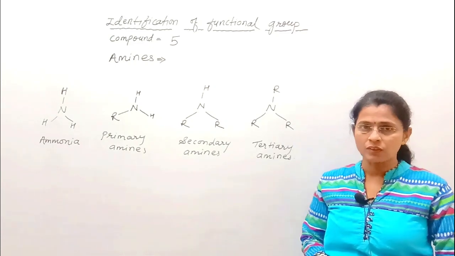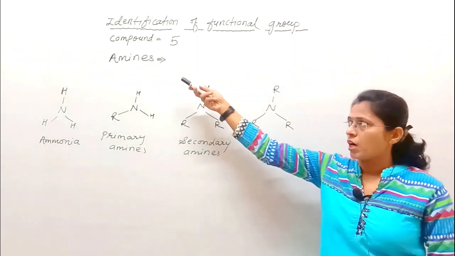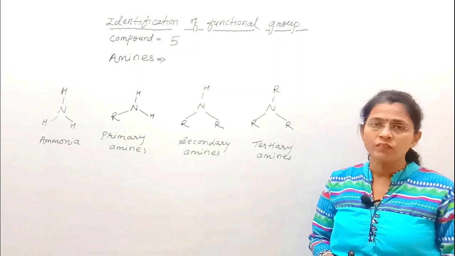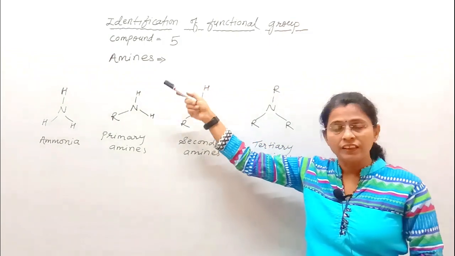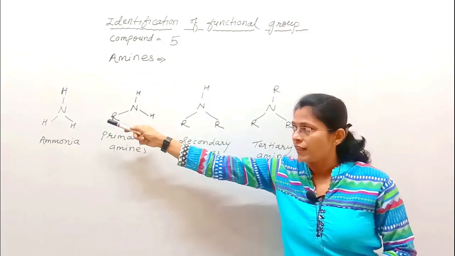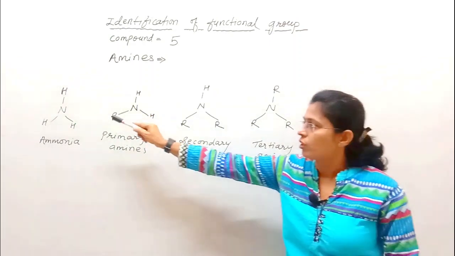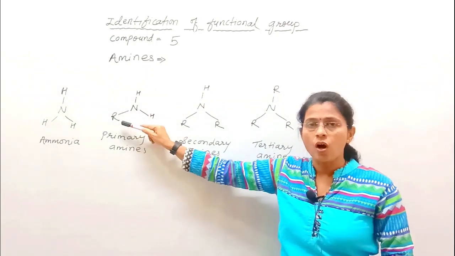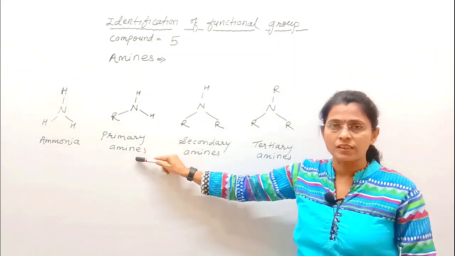But before we start our experiment, let's understand something about amines. Amines are derivatives of ammonia, meaning amines are derived from ammonia. In ammonia, nitrogen is attached to 3 hydrogens. When one hydrogen from ammonia is replaced by one alkyl or aryl group, we call it a primary amine.